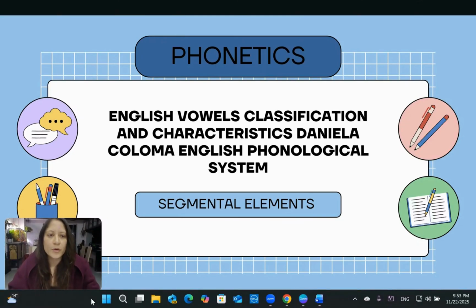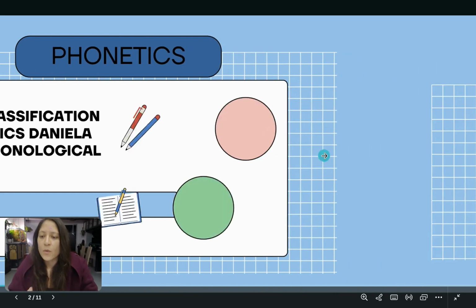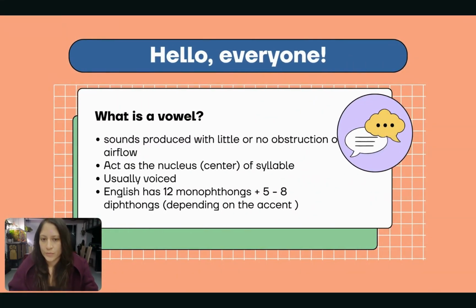Hello, today I'm going to talk about the segmental elements of the English phonetic system, focusing especially on vowels, their classification, and main characteristics. By the end, I'll also explain why understanding this classification is so useful when we teach English as a foreign language. First, I want you to explain what a vowel is.